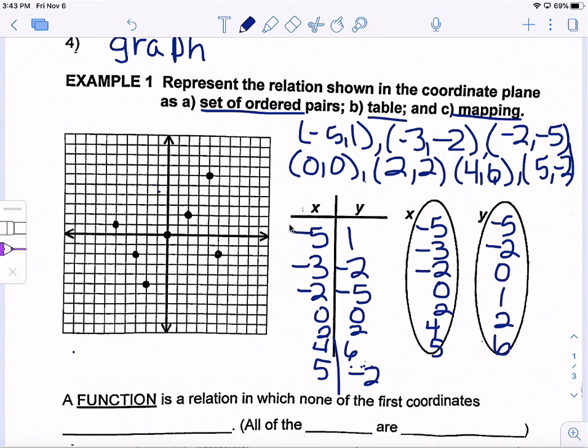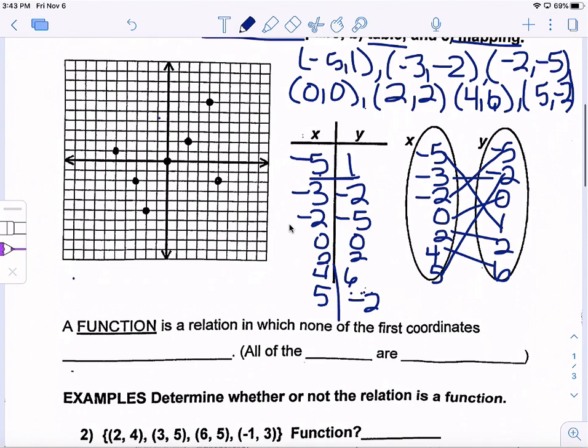Okay. So what we want to do on mapping is we're going to look at this ordered pair negative 5, 1. So I'm going to take negative 5 and I'm going to connect it to 1. Negative 5, 1 connects to 1. Negative 3 pairs with negative 2. I'm just drawing a line connecting them. Negative 2, negative 5, 0, 0, 2, 2, 4, 6, and then 5 also pairs with negative 2. And that's mapping.